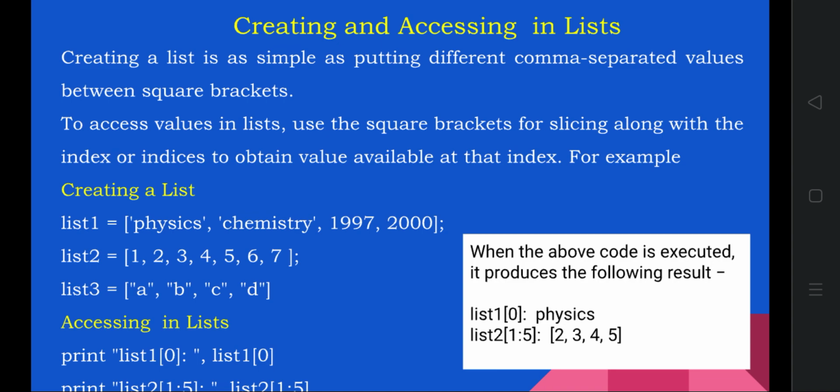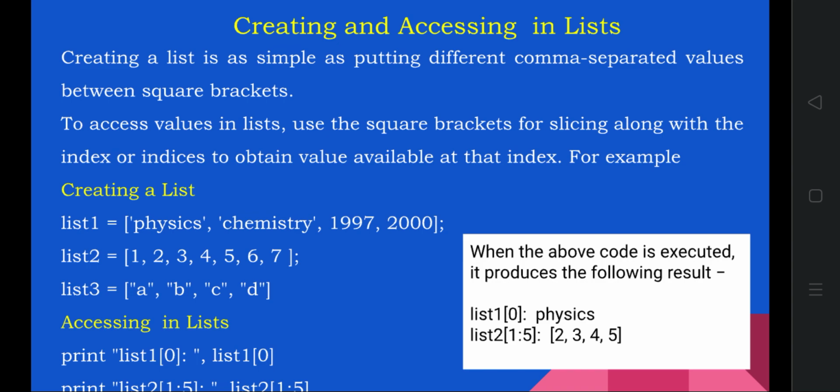When the above code is executed, it produces the following result. List 1 of 0 is equal to physics. So the first element of list 1, at the 0 index, is physics. Likewise, list 2 of 1 colon 5 means it starts from the first index and ends with the fifth index. That means the fifth index is not included.